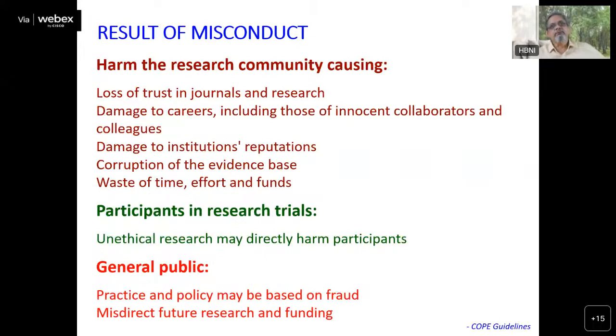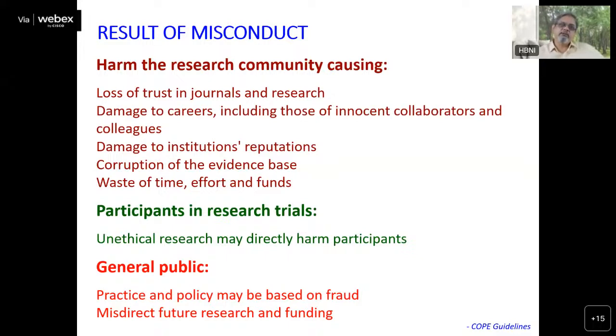And what happens because of this publication misconduct? Basically, you harm the research community. And how do you harm the research community? People will lose trust in journals and the research which is being conducted, because they say that there's so much misconduct happening and the journals are publishing those papers. So what's the guarantee that these journals are good? Then it can damage careers of people. It can damage careers of innocent collaborators also and other colleagues.